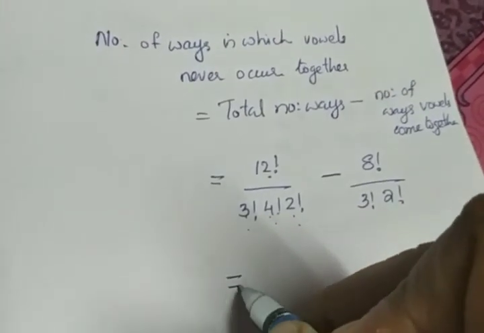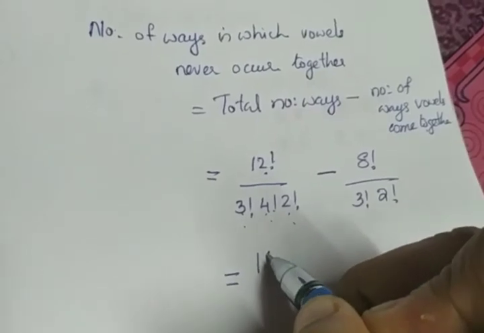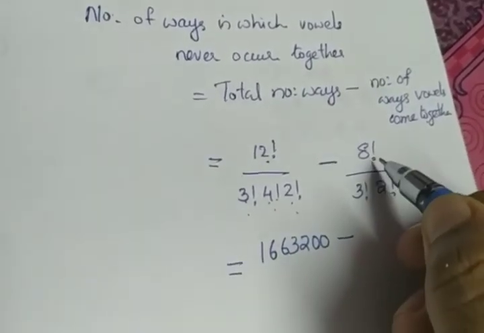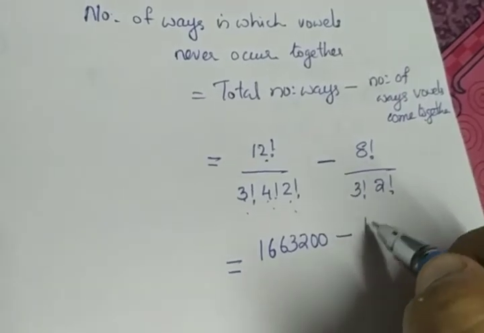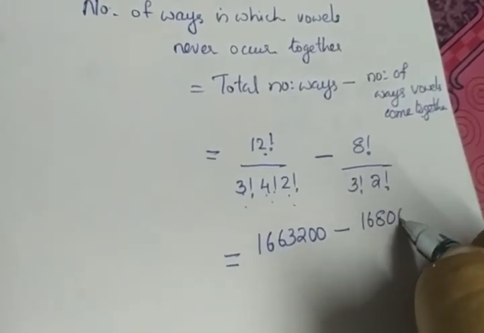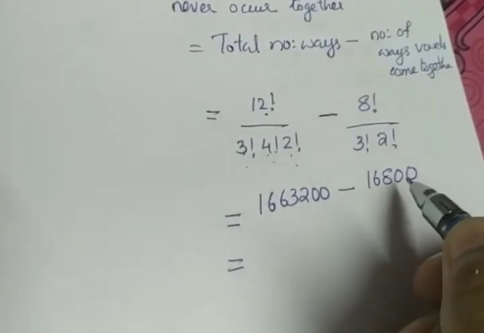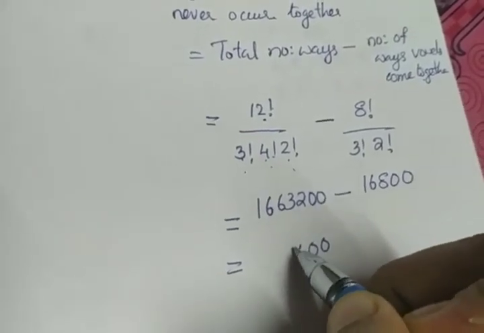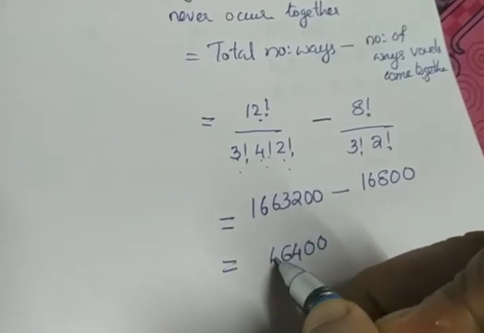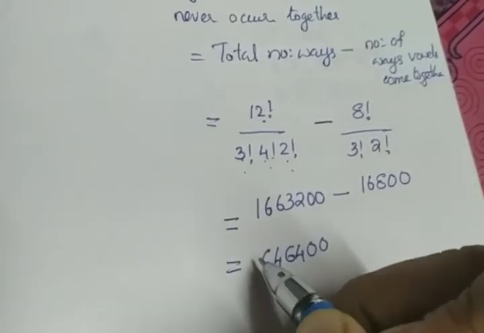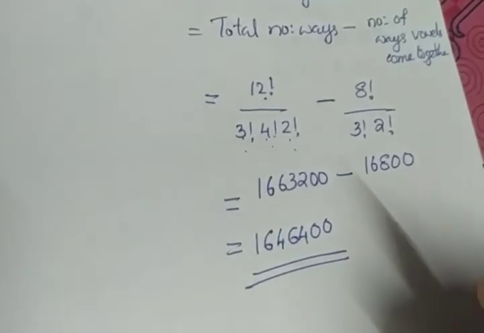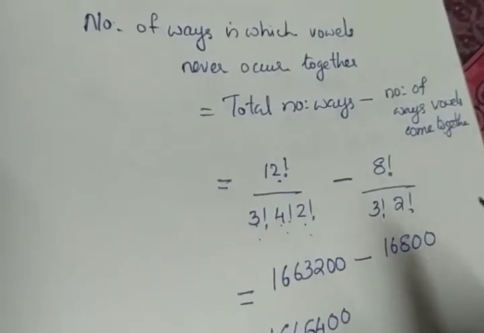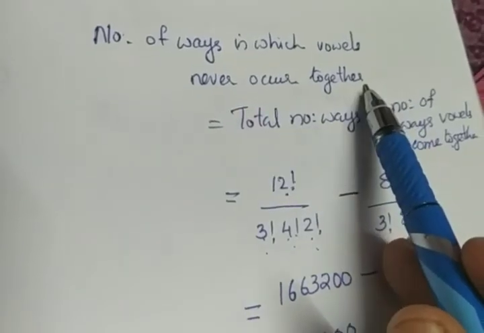Okay, here you have to calculate. This value will be 1663200 minus 8 factorial. After simplification, you are getting the value as 16,800. So if I subtract these values, 1646400 will be the answer, the total number of ways in which vowels never occur together.